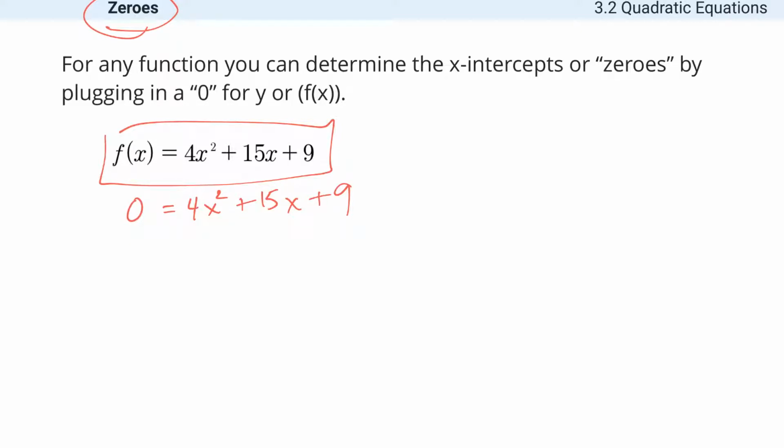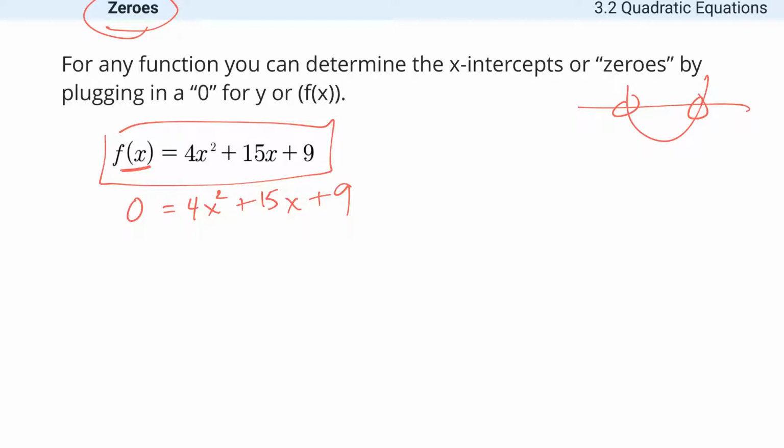Okay, so to find the zeros, I plug a 0 in for f of x, and then I solve that equation. And this you could solve any way you wanted to. You could try graphing it and see where it crosses there. And sometimes it would cross at exact numbers, so that'd be fairly accurate.